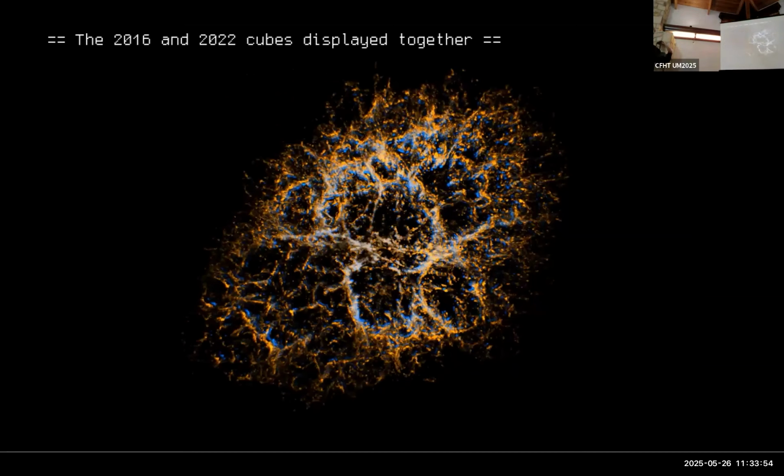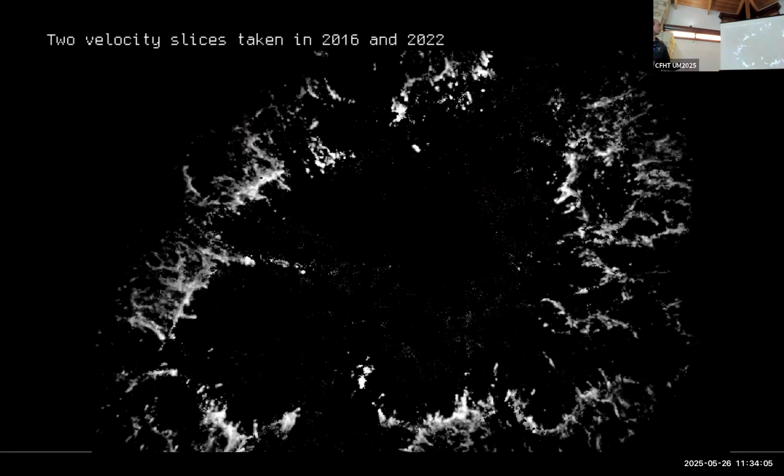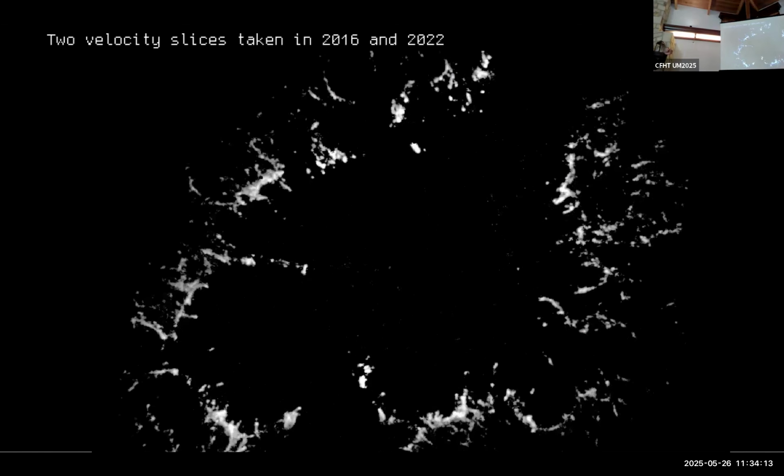So that opens the possibility to measure the proper motion, but in the velocity space this time, filtering by velocity. So we just have to make slices of velocities and compare the velocity slices at different epochs. So in 2016 and 2022, the SNR in 2022 is much better. But you can see that there's a little expansion which can be measured.